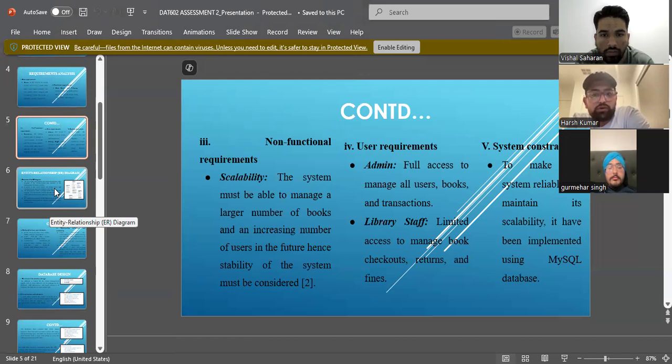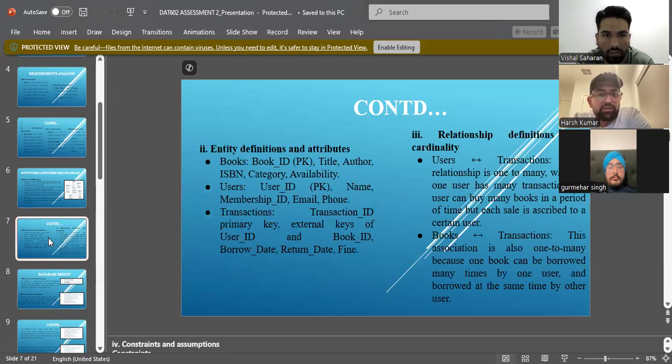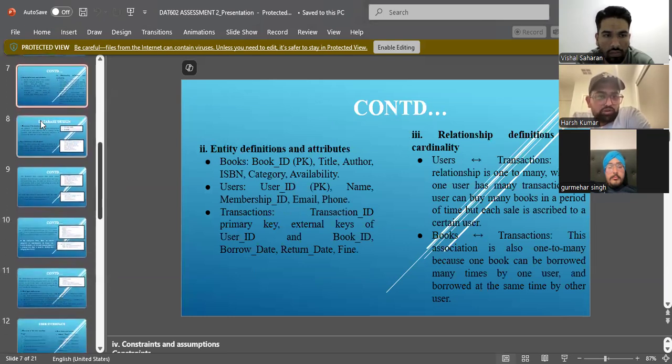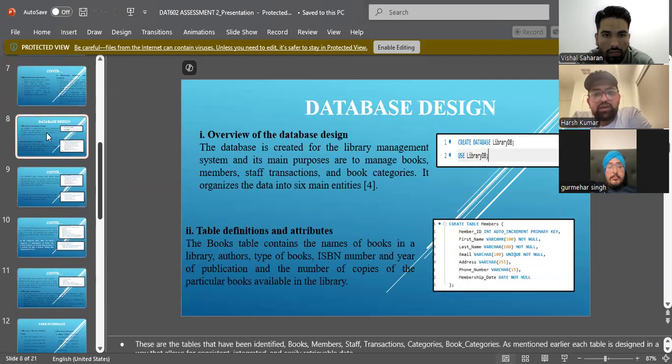The fourth is user requirements. Admin has full access to manage all users, books, and transactions. Library staff have limited access to manage book checkouts, returns, and fines. The fifth is system constraints, to make the system reliable and maintain its scalability. The next slide is entity definitions and attributes, which are books, users, transactions. The third point is relationship definitions, and Gurmeher will be taking us forward.